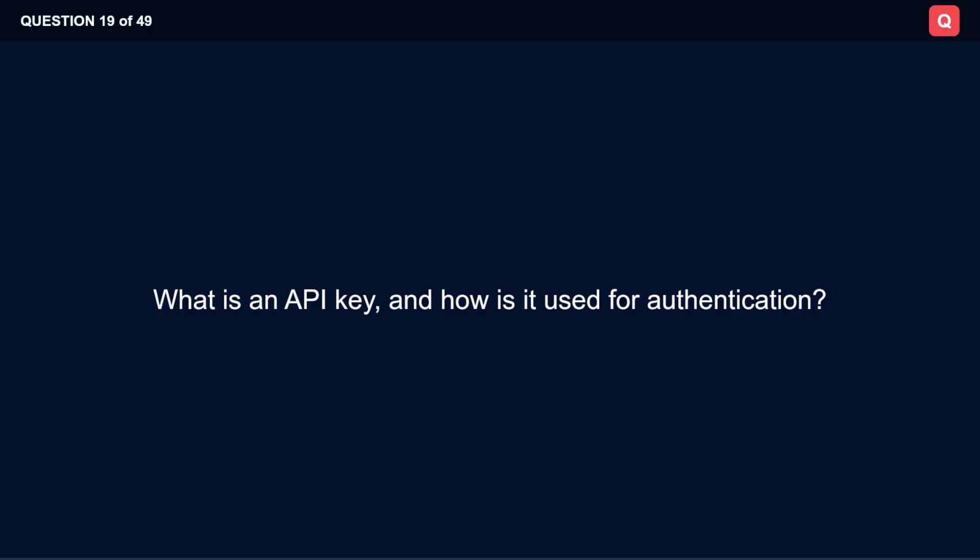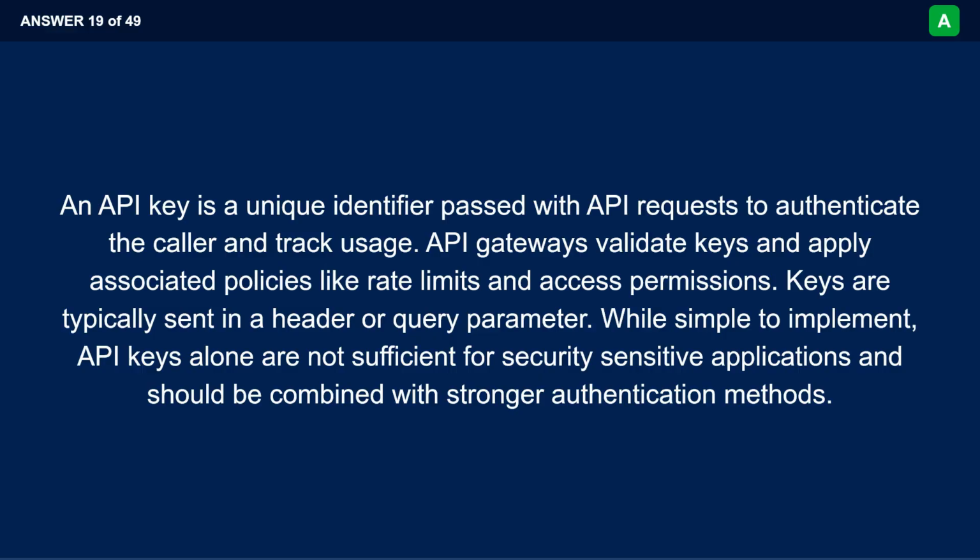What is an API key, and how is it used for authentication? An API key is a unique identifier passed with API requests to authenticate the caller and track usage. API gateways validate keys and apply associated policies like rate limits and access permissions. Keys are typically sent in a header or query parameter. While simple to implement, API keys alone are not sufficient for security-sensitive applications and should be combined with stronger authentication methods.